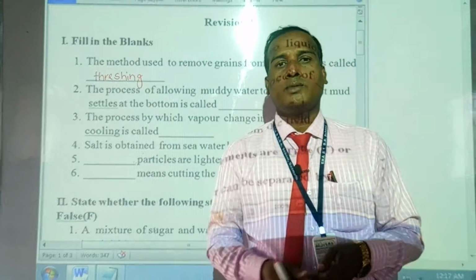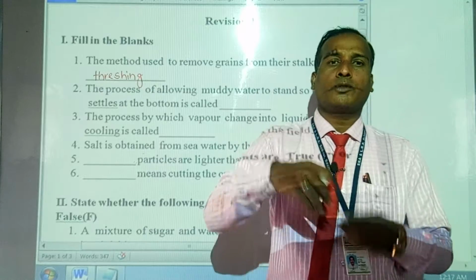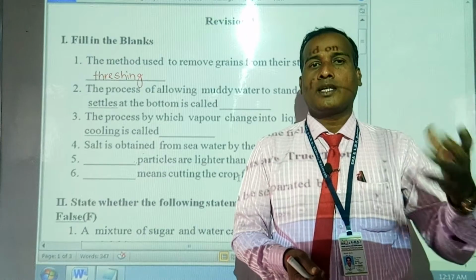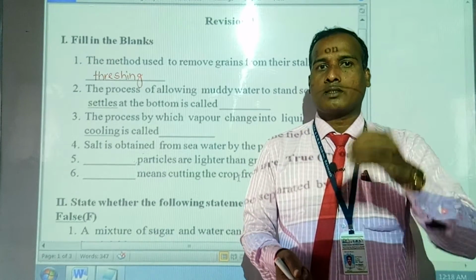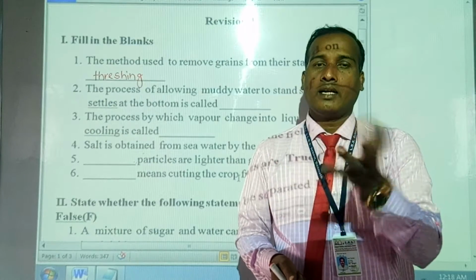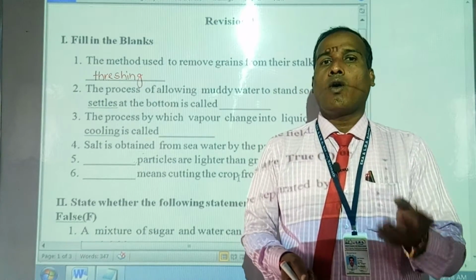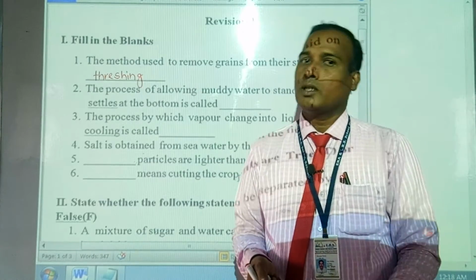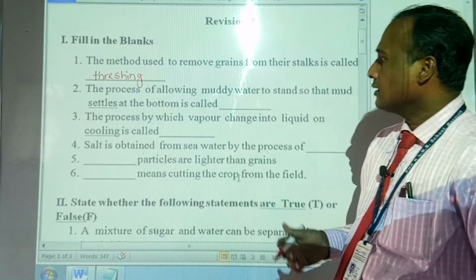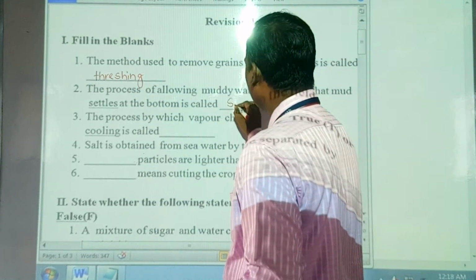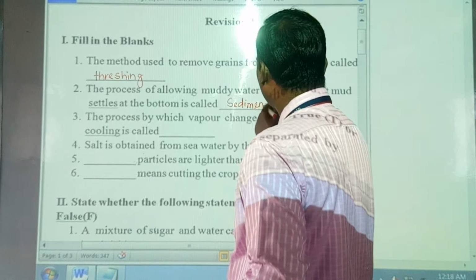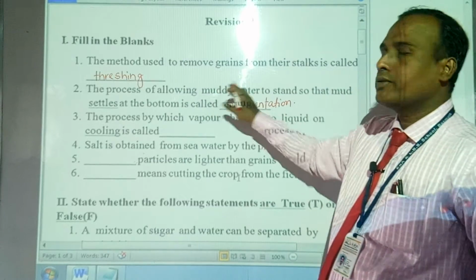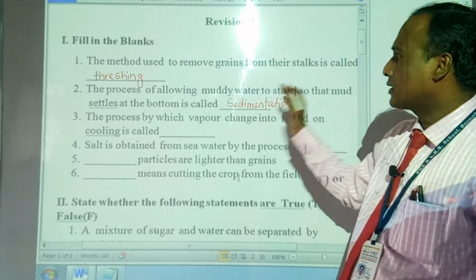Students, muddy water means clay or mud mixed with water. How do we separate it? If we keep it for some time in a glass or a jar, or whatever container, and leave it, you observe that after some time all the mud, the sediment, settles down at the bottom. So that process is called sedimentation. That means by the sedimentation process, muddy water can stand and the mud settles down at the bottom.